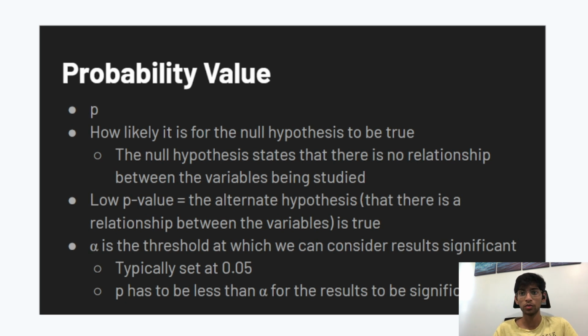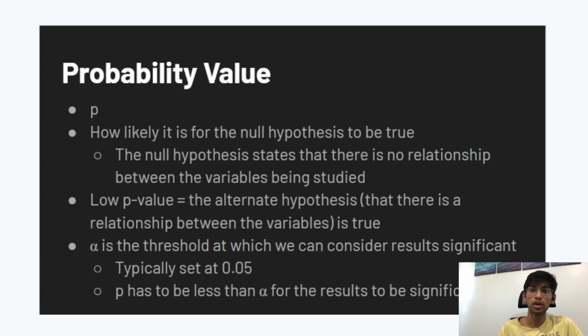Next, you have the p-value, otherwise known as the probability value, represented by the letter p. This tells you how likely it is for the null hypothesis to be true. The null hypothesis states that there is no relationship between the variables being studied. If you have a low p-value, which is typically less than 0.05, you can state that the alternate hypothesis, that there is a relationship between the variables, is true.